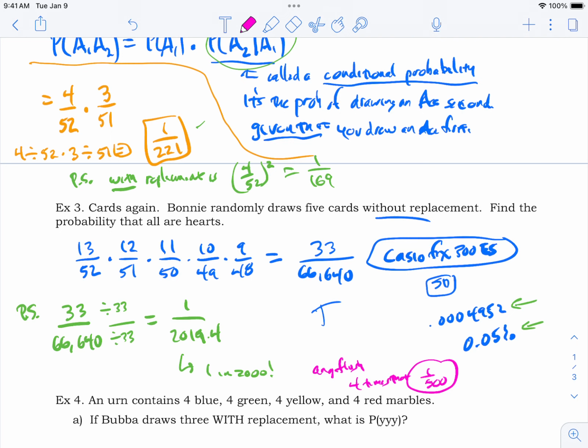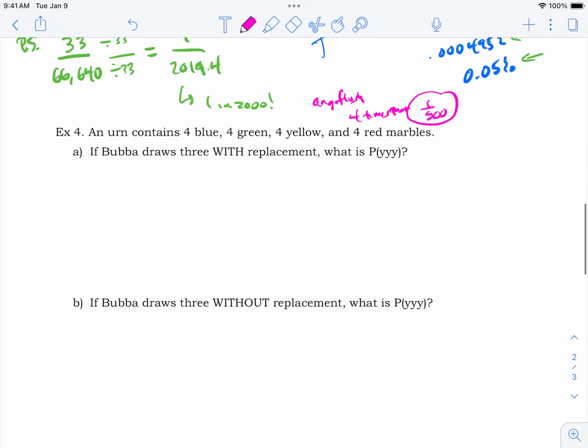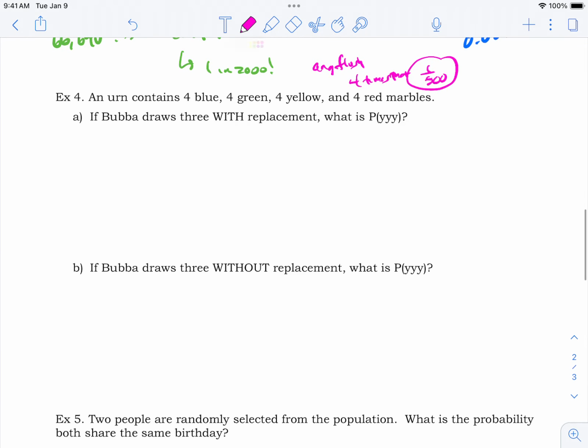Whatever. Okay, let's get away from cards for a while. In fact, this is an urn, a good old urn, some kind of a big pot type thing. It's got marbles in it. 4 blue, 4 green, 4 yellow, 4 red. Why don't you try this problem? Bubba draws without replacement and gets 3 yellows. Work out those probabilities. Pause the tape, but I'm old. Pause the video. Come on back.